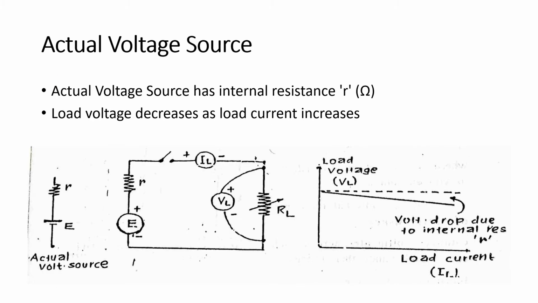Actual voltage source or practical voltage source. Actual voltage source has internal resistance R ohm. Load voltage decreases as load current increases. This is a symbolic representation of the actual voltage source: voltage E and internal resistance R. If we plot load current IL versus load voltage VL, as load current increases, as shown in this graph, the load voltage VL decreases.